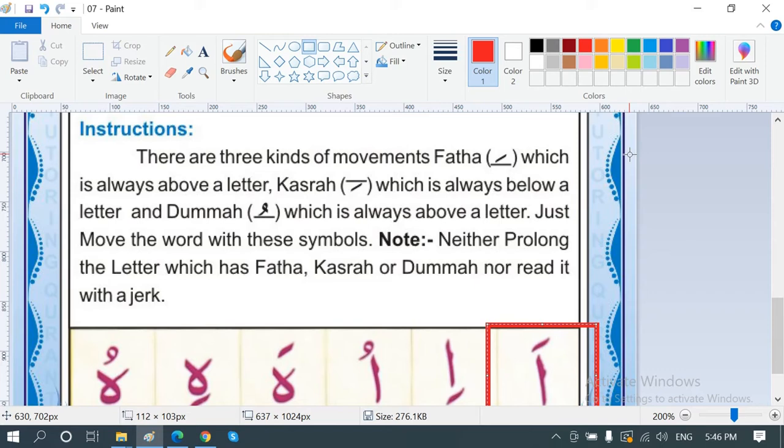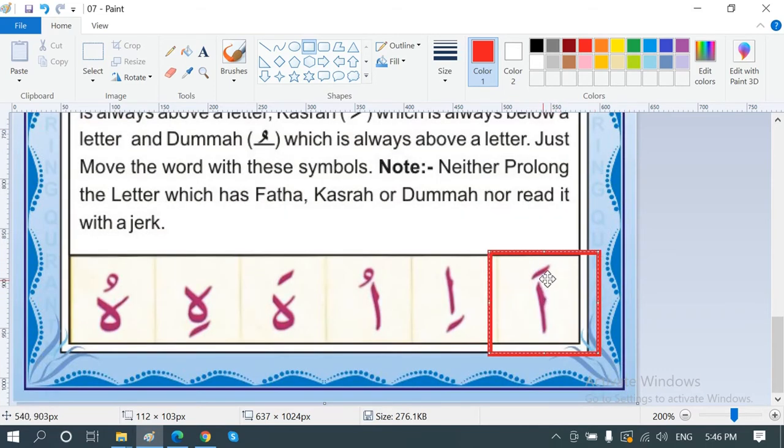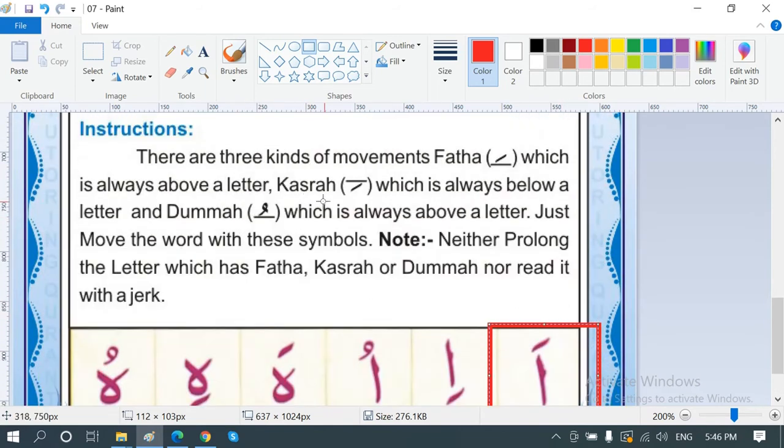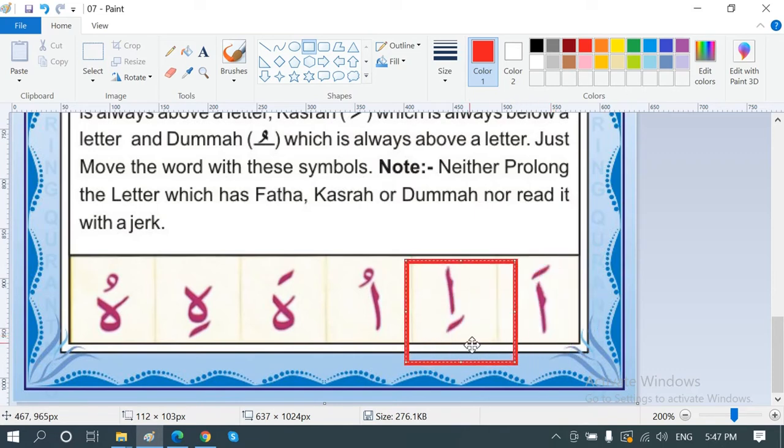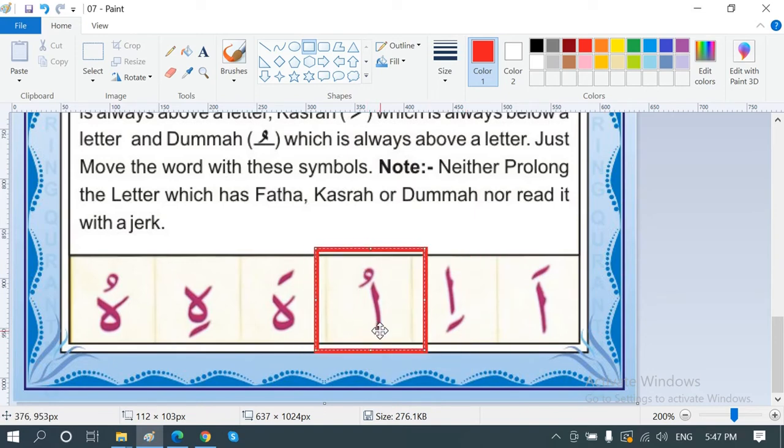Here are a few instructions. There are three kinds of movements. Fatha is always above a letter. You see, here is a fatha; that sign is called fatha. Kasra is always below a letter, and dhamma is always above a letter. Fatha moves the sound up, kasra moves the sound down, and dhamma moves the sound around.